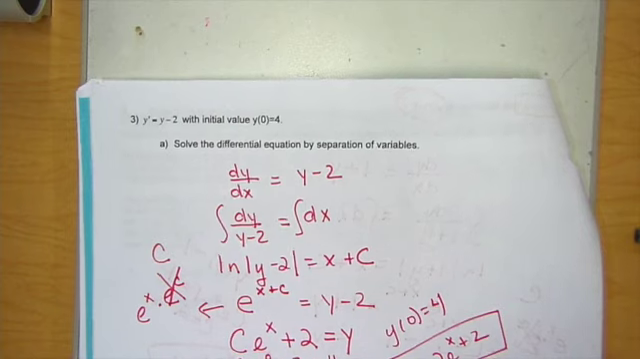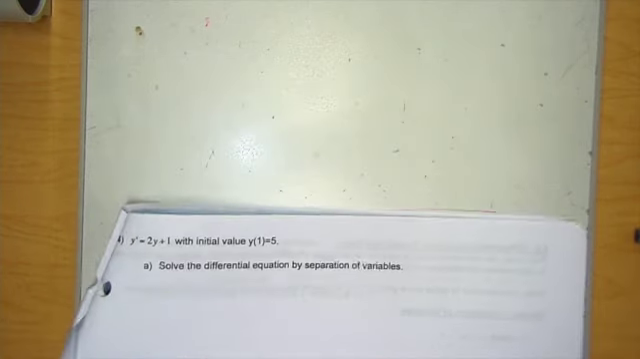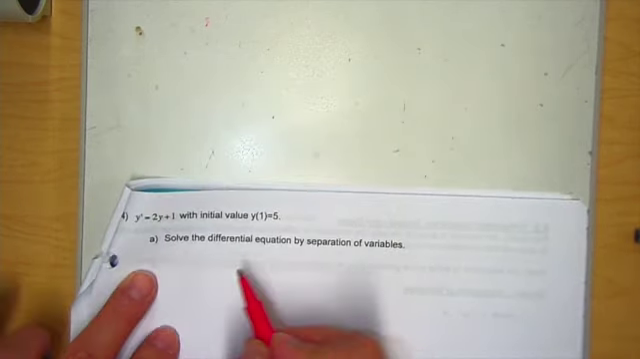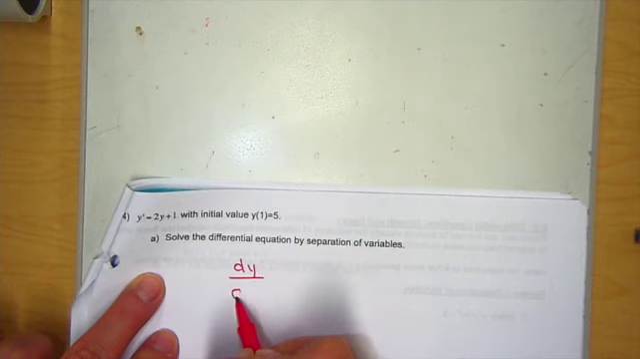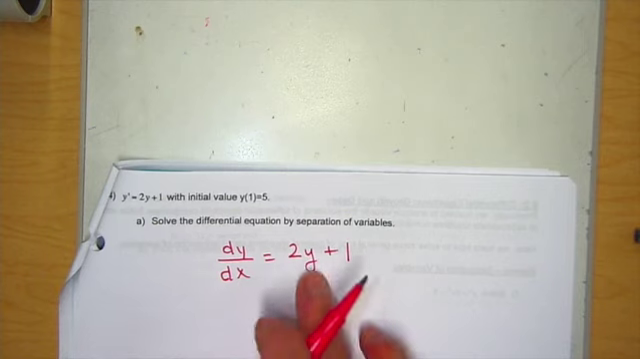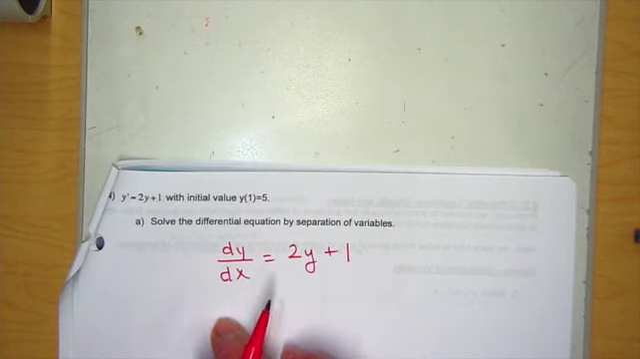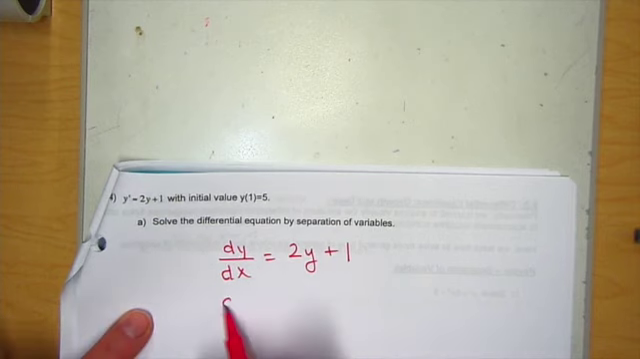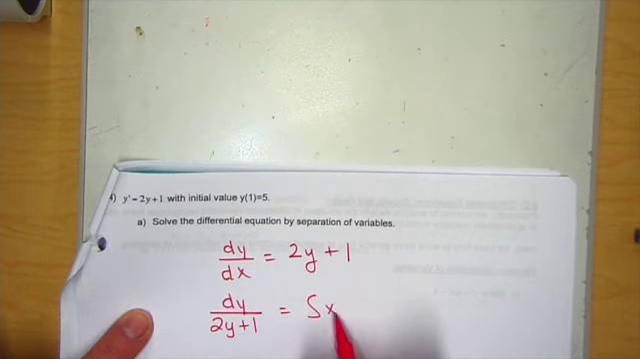Okay, let's try one last one, page 11. Same thing. Start with dy/dx equals 2y plus 1. Again, you cannot subtract the 2y because then it becomes negative 2y plus dy. It always has to be multiplied. So I'm going to go ahead and divide by this again. And then you're going to integrate both sides.